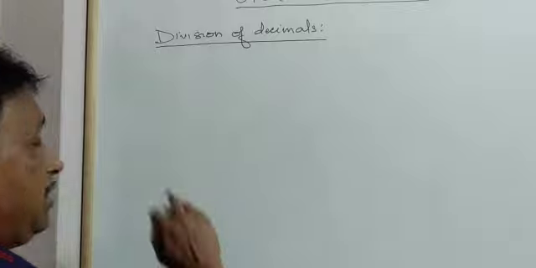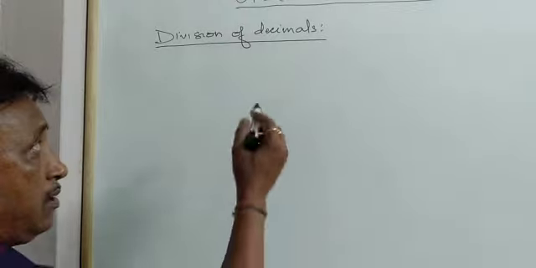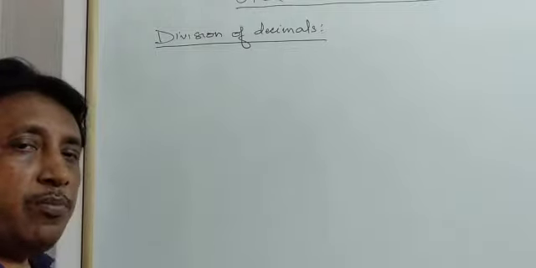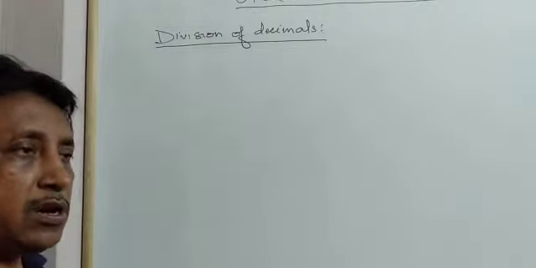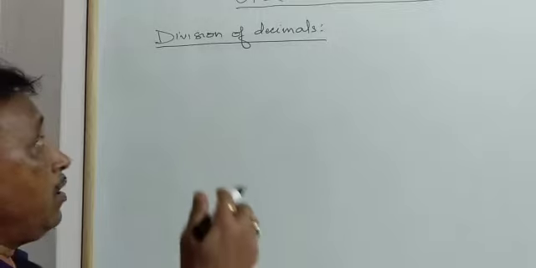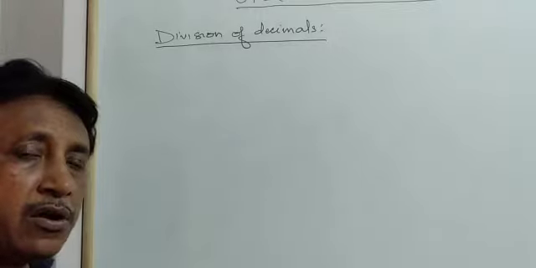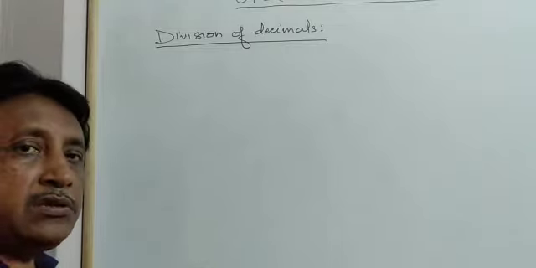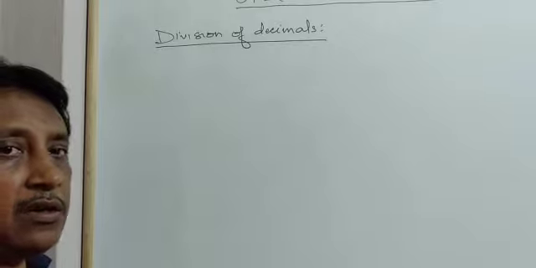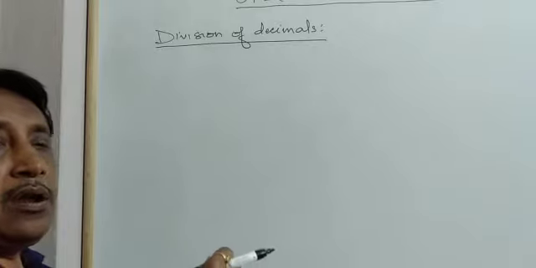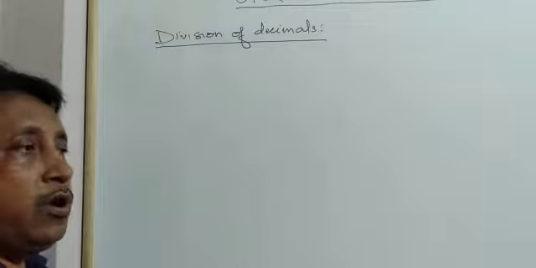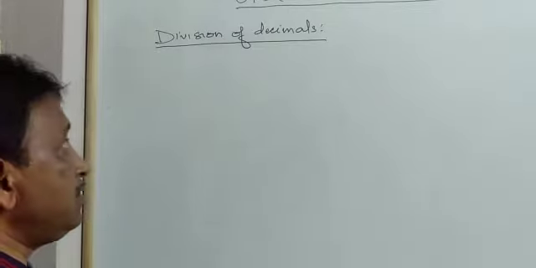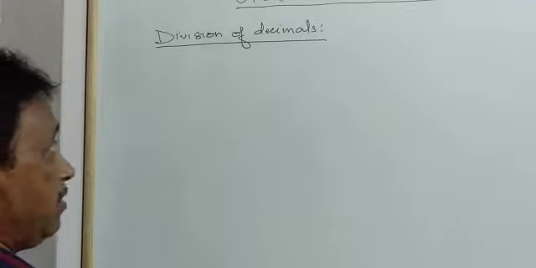Now let's see division of decimals. Previously I have already shown you how we divide decimals by 10, 100 or 1000. If you remember, when we divide a decimal by 10, 100 or 1000, the decimal moves towards the left. How many digits? The number of zeros that are there in the denominator. That many digits, the decimal will move towards the left. Now, besides that, what are the other situations that we come across when we divide decimals?